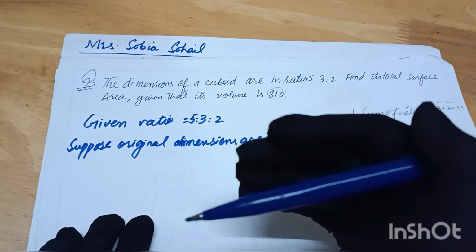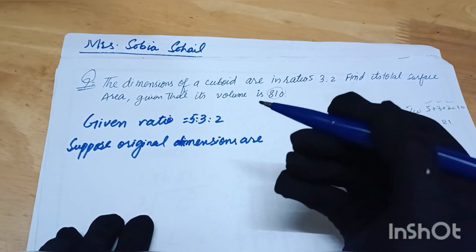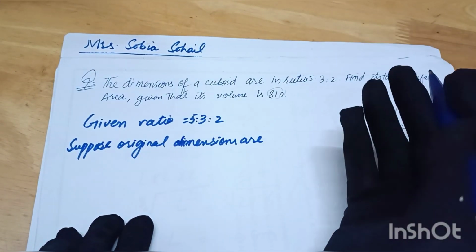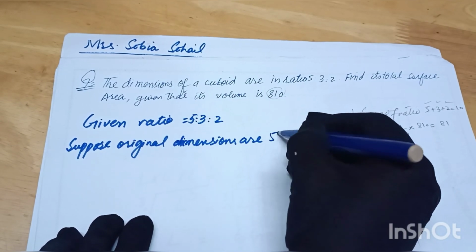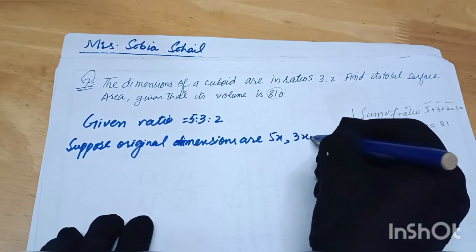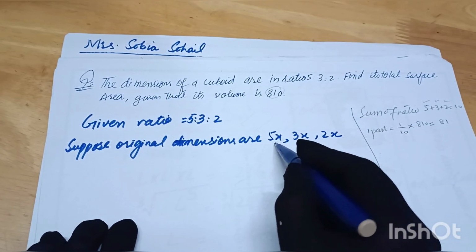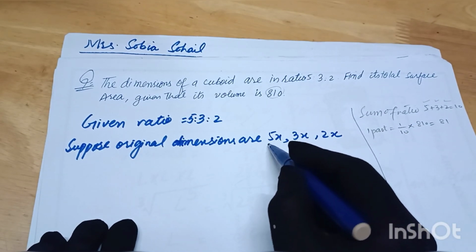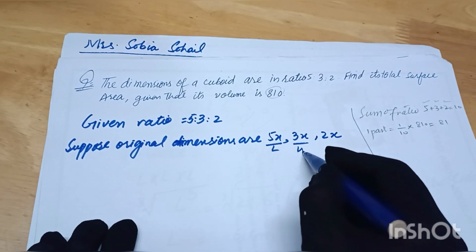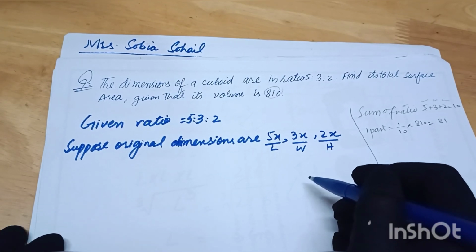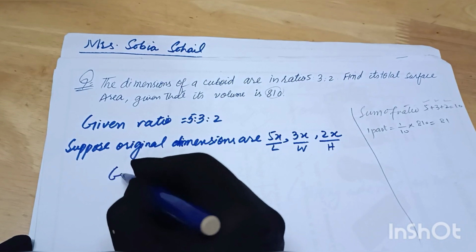So the multiple factor we don't know. Here we can suppose that the multiple factor was x, so we can suppose this was 5x and this is 3x and this is 2x. Okay, and after that we can take that this is the length, this is the width and this is the height.